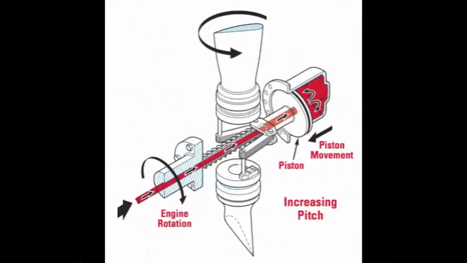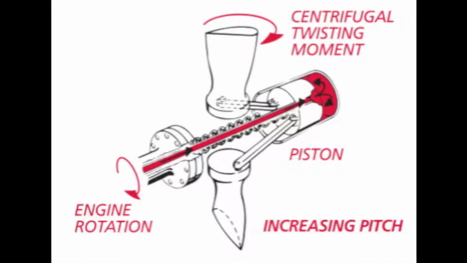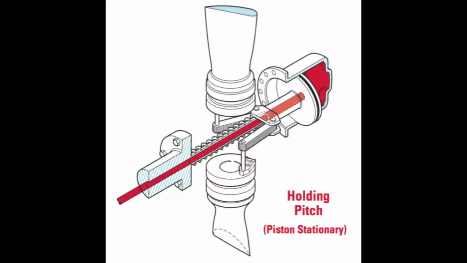Therefore, when oil is pumped into the dome, it moves the piston away from the front of the dome, overcoming these two forces. One force is a spring. The second force is centrifugal twisting moment of the turning propeller. When the desired engine RPM setting has been reached, a state of equilibrium is reached where no oil is pumped into, nor is any oil drained from, the propeller.